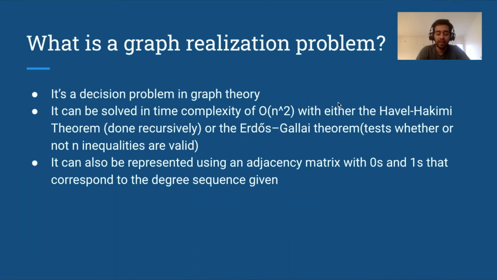So, what is a graph realization problem? Well, it's a decision problem in graph theory which can be solved in O(n squared) time. It can be solved by using either the Havel-Hakimi theorem, which is done recursively, or the Erdos-Gallai theorem, which tests whether or not the n inequalities are valid. It can also be represented using an adjacency matrix with zeros and ones that correspond to the degree sequence given.